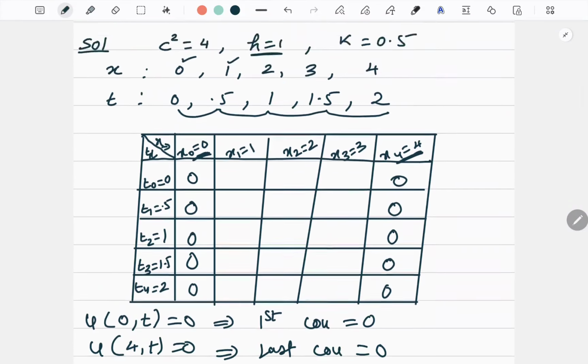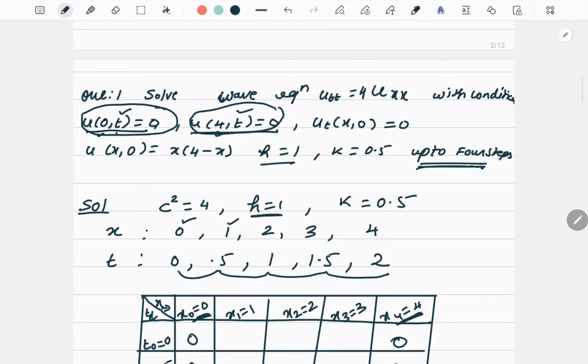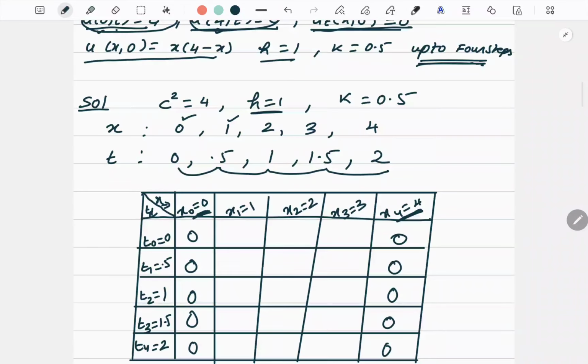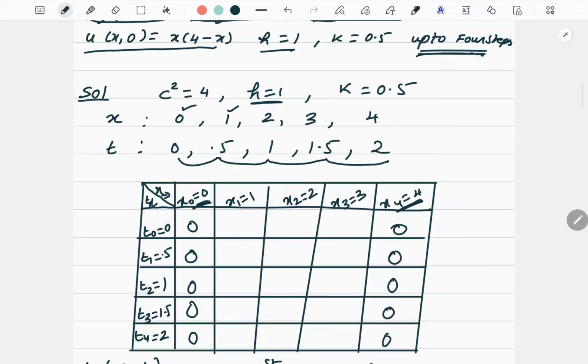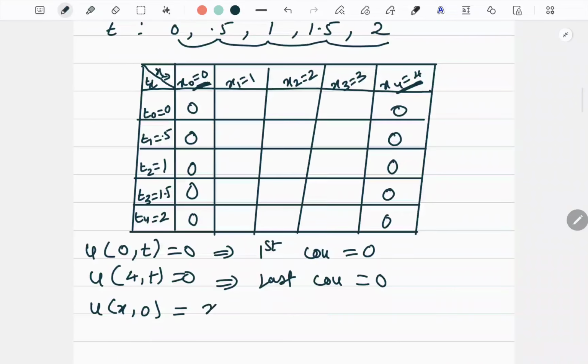Done? Now what is the next thing given in the question? Now this thing is only for the explicit formula derivation and the other formula. So we will never touch this condition. This u_t means dou u by dou t. We will never touch this. Now come to this one. This is again a very important given information. What is given? u(x, 0) is equal to x(4 minus x).